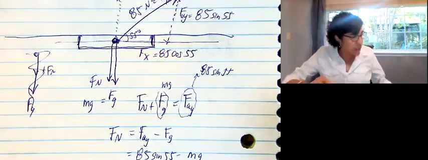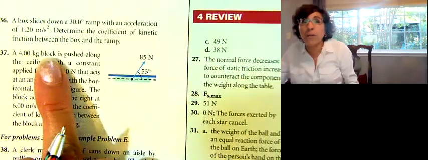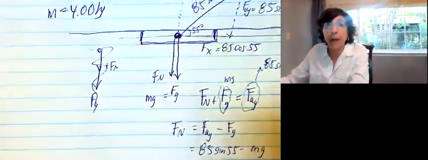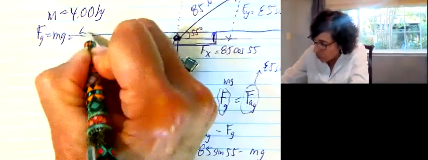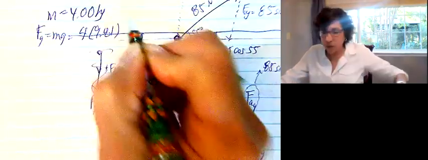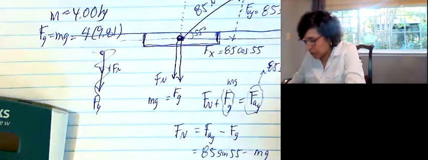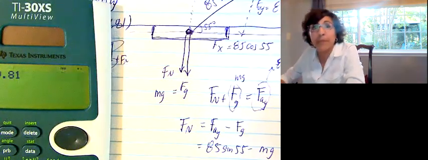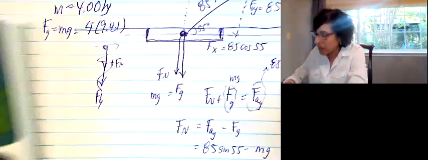All right, and they didn't give us the mass here, did they? Oh, they did give us a mass. It says here, 4 kilogram block. Isn't that nice? They gave us the mass, so we can start plugging stuff in. The mass, I should have written at the top, is 4 kilograms. Therefore, F of G is mg, which is just 4 times 9.81. Okay, I'm looking for my calculator. 4 times 9.81 is 39.24.